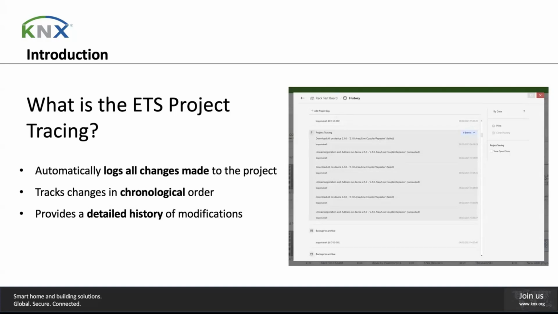But if you've got the ETS project tracing app, it'll add extra information in there. So any change at all, it will log. It will put those in chronological order. It will give you a detailed history of those modifications, and lots and lots of extra information, which is really useful if, say, your client has got access to a project, or a third party has got access to the project, and you want to know what they've done, if they've changed anything. You'll know that exactly, because it goes along with the import and export.